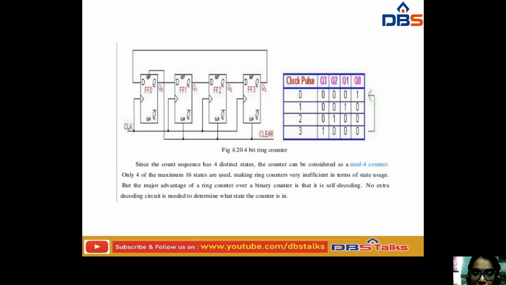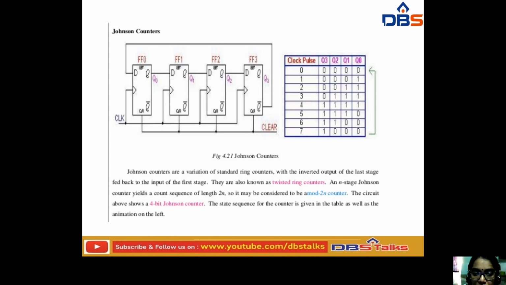advantage of the ring counter over a binary counter is that it is simple. The Johnson counter is a variation of the standard ring counter, having the inverted output of the last stage fed back to the input of the first stage. With n stages, the Johnson counter yields a count sequence of length 2n, so it may be considered a mod 2n counter.